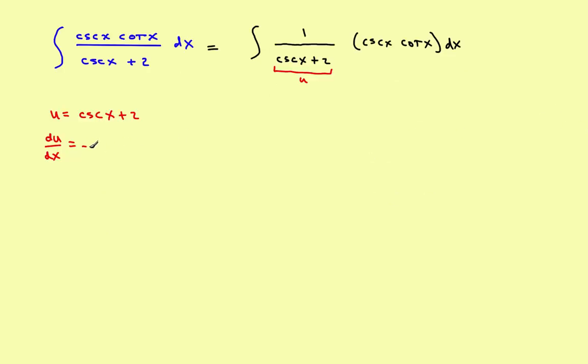So this will turn into negative cosecant cotangent. And the derivative of 2 is 0. So you can put a plus 0 out here if you want to. Okay, now that means that the differential of U would be equal to the negative cosecant cotangent, and then dx right here.